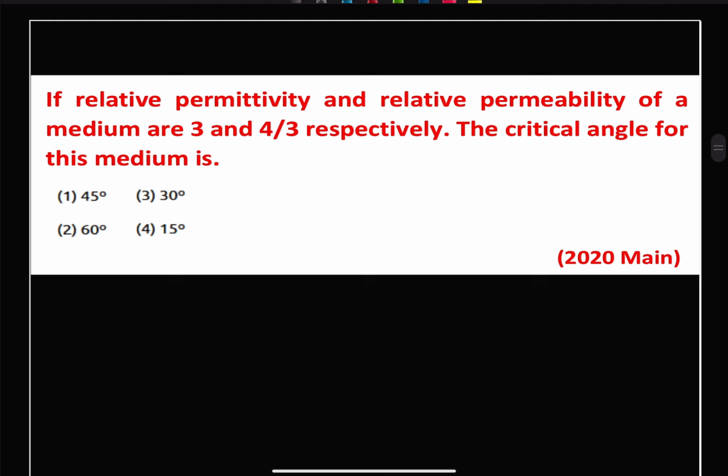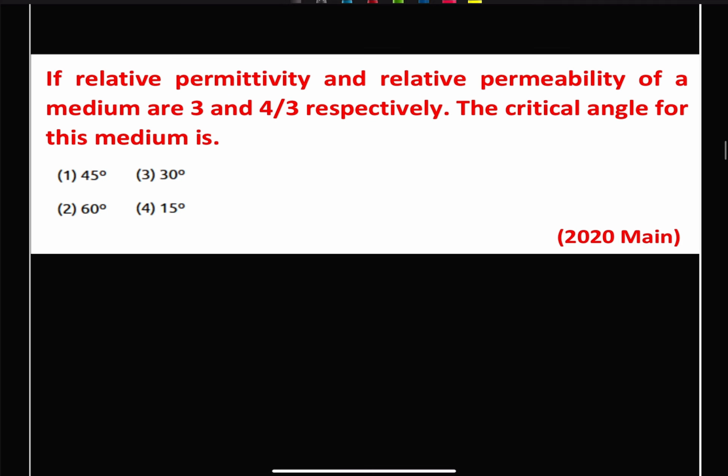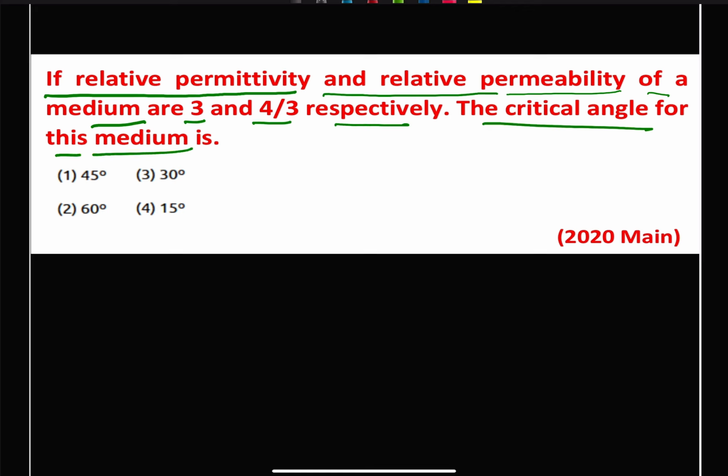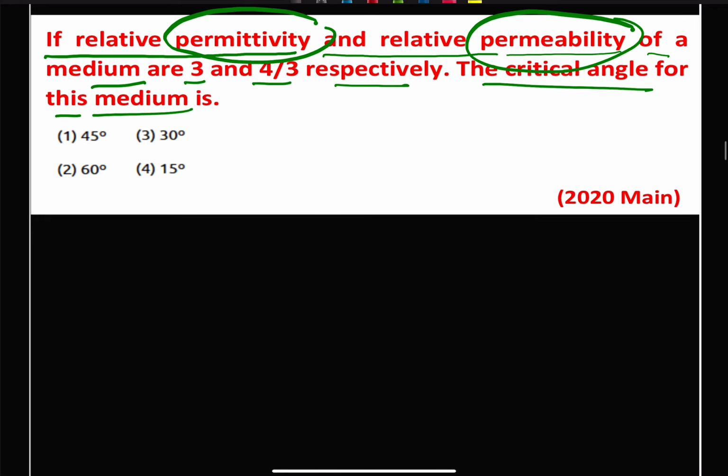It states that if relative permittivity and relative permeability of a medium are 3 and 4 by 3 respectively, the critical angle for this medium is. So here we are given relative permittivity as well as relative permeability. Okay. So we are given basically epsilon R and mu R are given to us. Okay. We start from the given data.